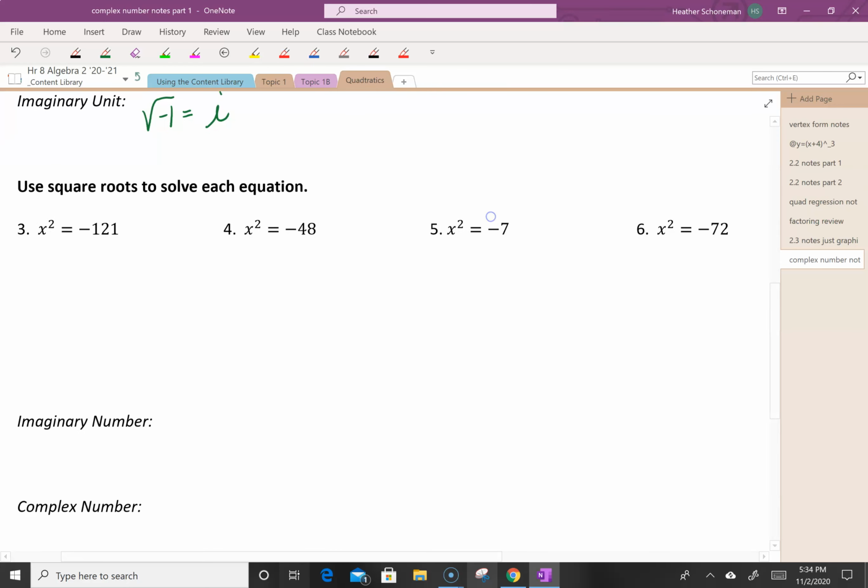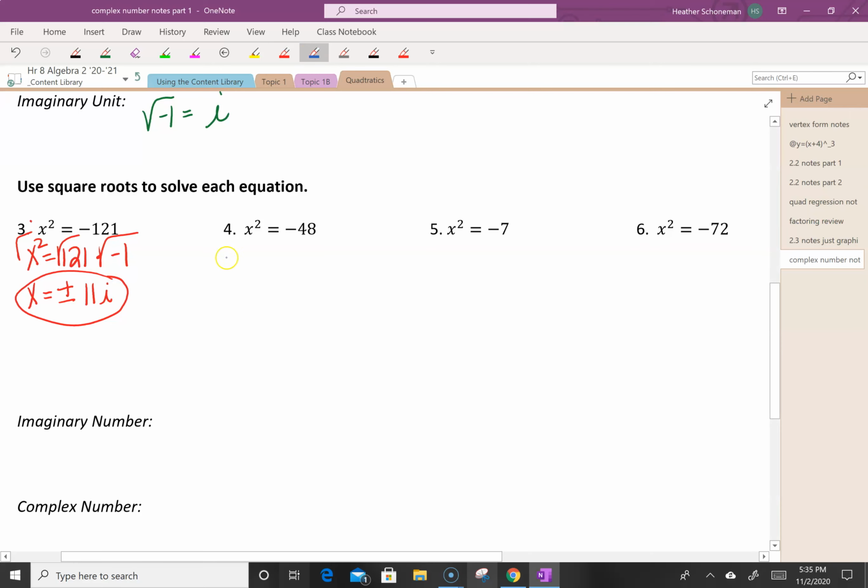Okay, so now let's try solving some of these equations. So on this one, I'm going to rewrite this as 121 times negative 1. I'm going to take the square root of everything. The square root of 121 is plus or minus 11, and the square root of negative 1, we now know, is i, and that's how we're going to write the answer.